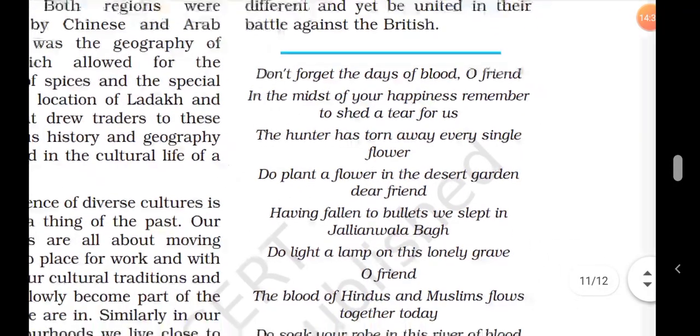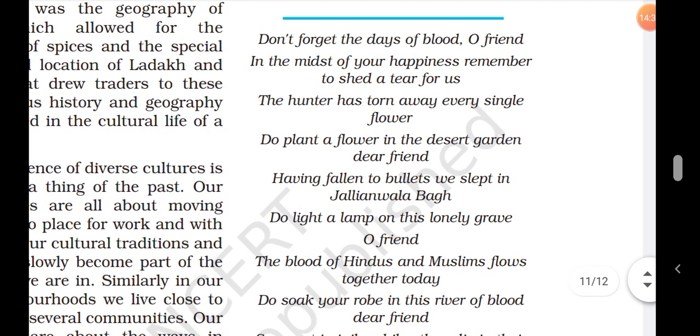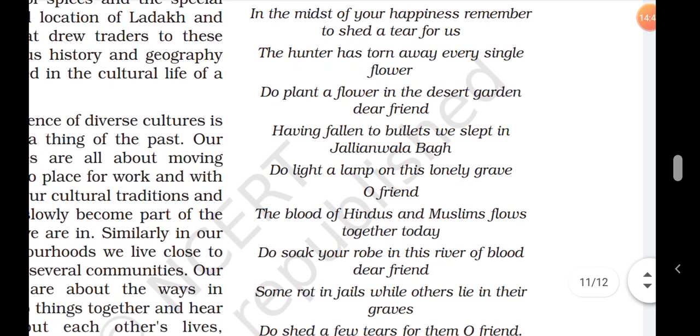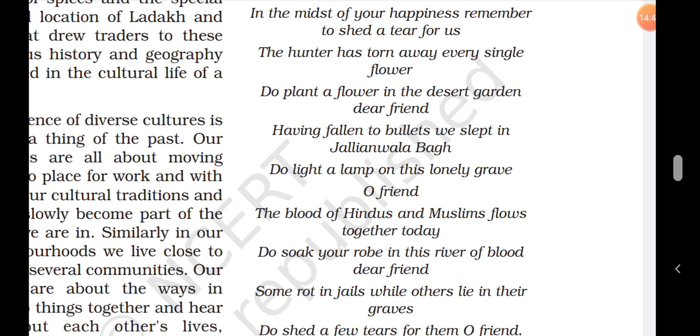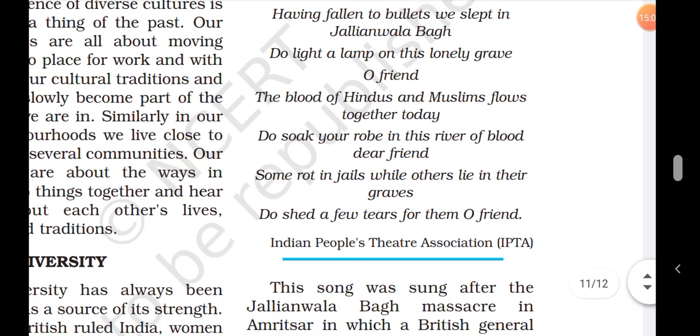There's a song in your textbook. Don't forget the days of blood, O friend. In the midst of your happiness, remember to shed a tear for us. The hunter has torn away every single flower. Don't plant a flower in the desert garden, dear friend. Having fallen to bullets, we slipped in Jallianwala Bagh. Do light a lamp on his lonely grave, O friend. The blood of Hindus and Muslims flows together today. Do soak your robe in this river of blood, dear friend. Some rot in jails while others live in their graves. Do shed a few tears for them, O friend. India's People's Theatre Association, IPTA.